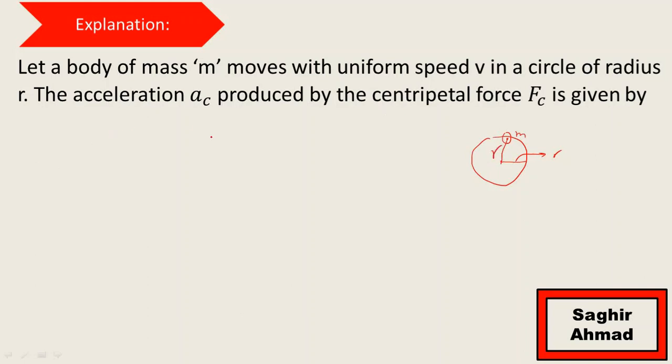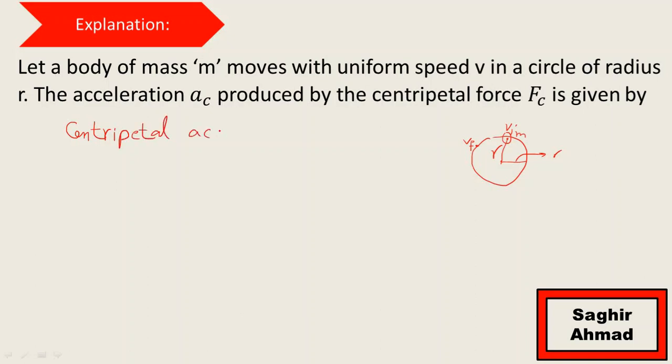So you can see, if a body of mass m is moving in a circle, first of all it is at this point, we say this is its initial velocity. When it comes to this point, for example, this is its final velocity. Velocity is changing with respect to time. Acceleration is produced. That acceleration is called centripetal acceleration. So here I write centripetal acceleration.